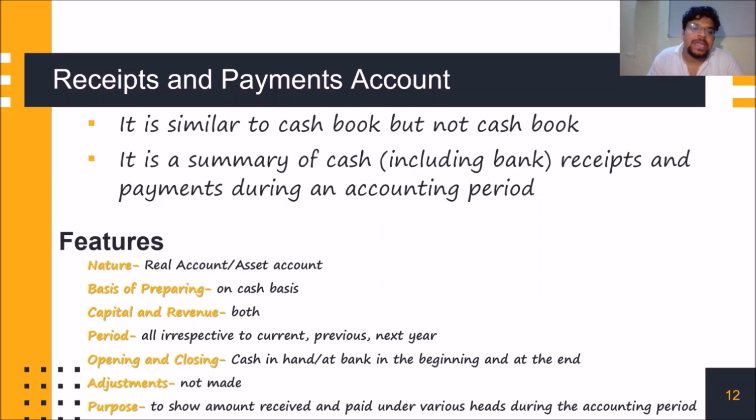Adjustments are not made in this account at all, right? Outstanding expenditure, prepaid expenditure, accrued income, unearned income are not mentioned here at all. Purpose. What is the purpose to prepare it? To show the amount received and paid under various heads during the accounting period. So we get comprehensive information by preparing this.